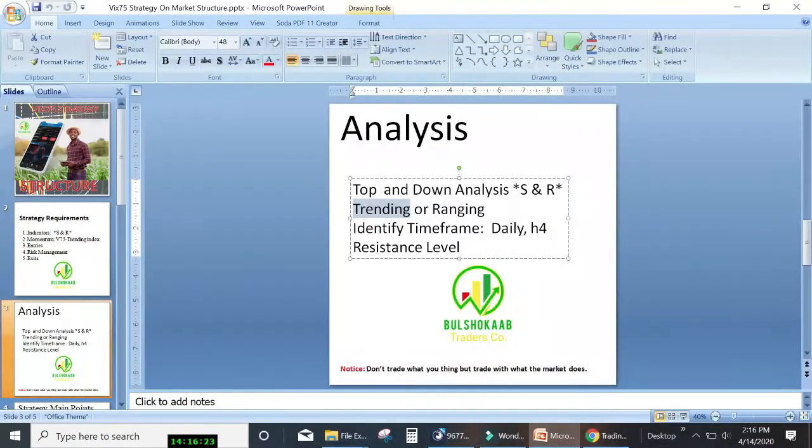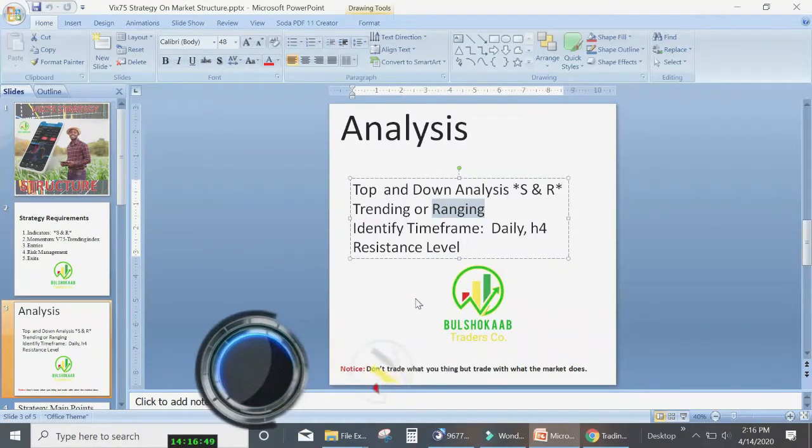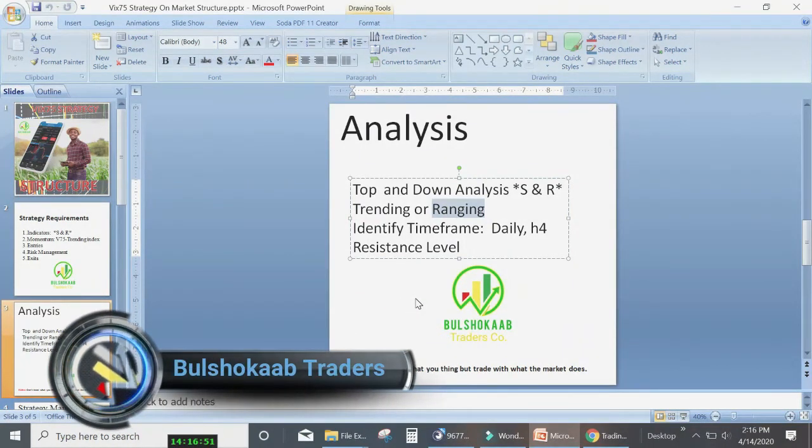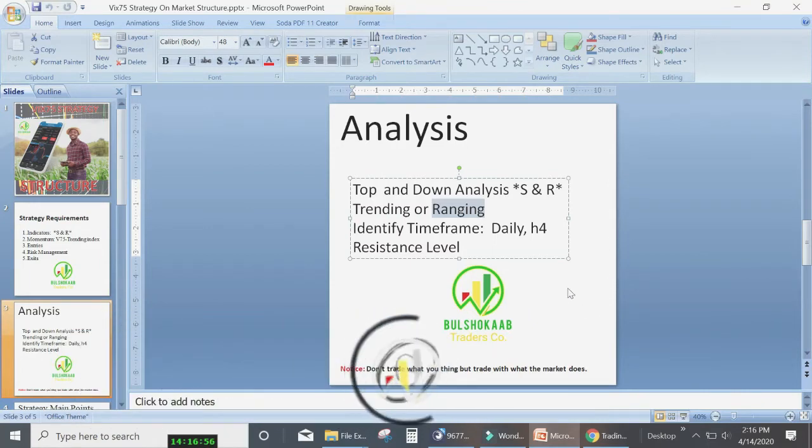Okay, the trending state can be two states: an uptrending market or a downtrending market. The other condition is a ranging or consolidation. Ranging or consolidation is when the market does not have a higher high movement or lower low movement.